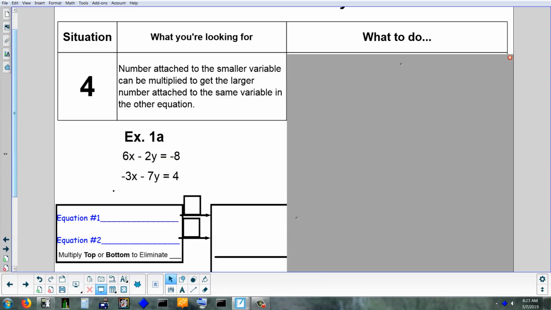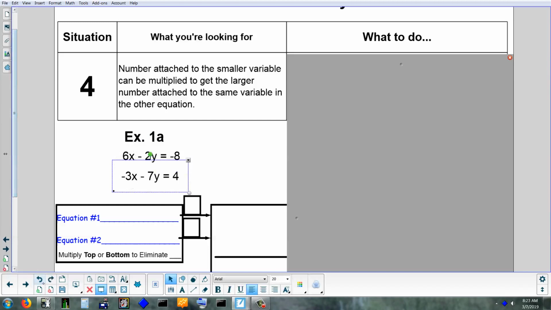Yes, you can. So in this problem, that's what we're going to work with. Because you can multiply 3 by a nice number to get 6. You can't multiply 2 by a nice number to get 7. Remember, we've got to get these numbers the same. That's the goal. Got to get them the same.